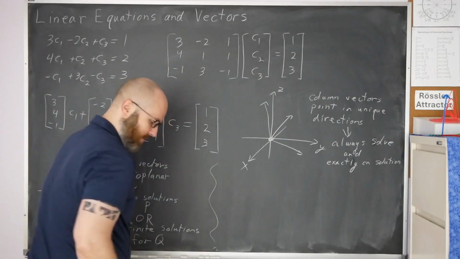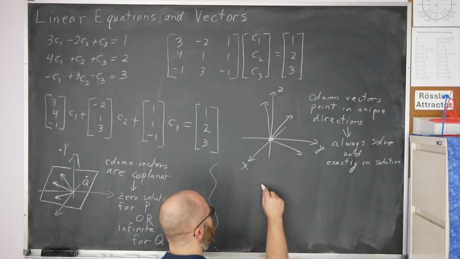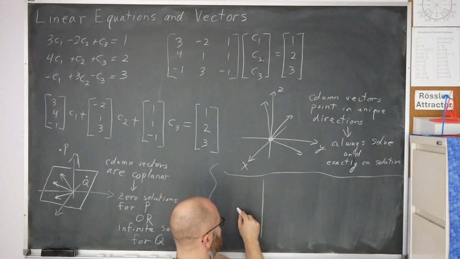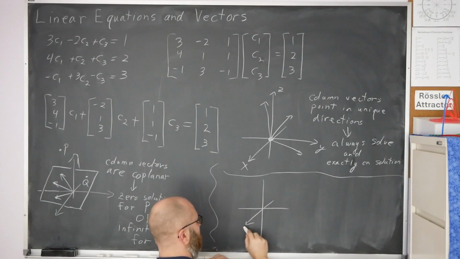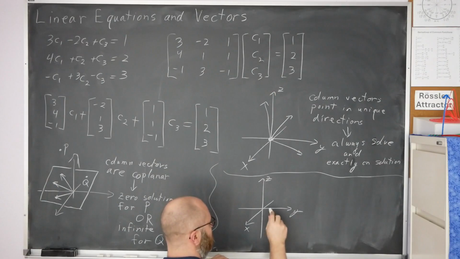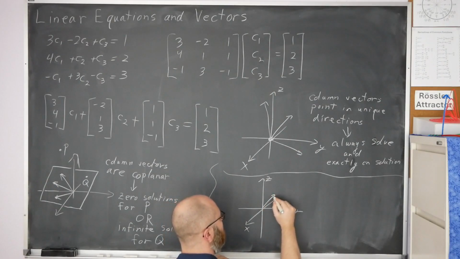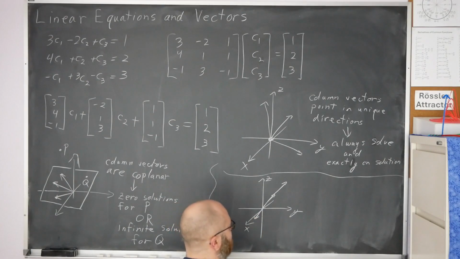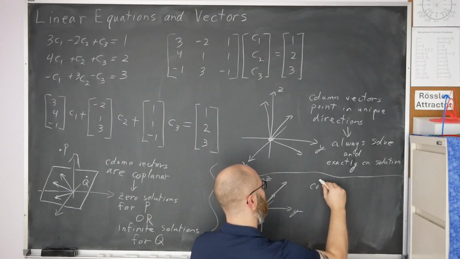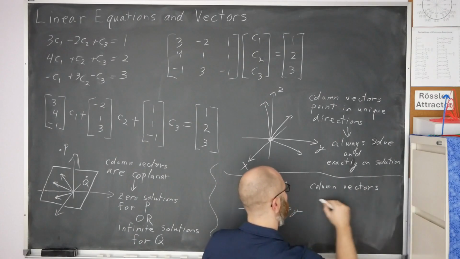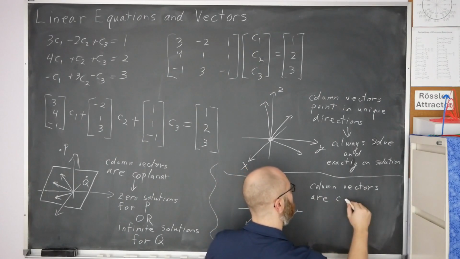The other option is you could have collinear. That one I think I can draw fairly well. So let's say we've got a vector pointing that way and another vector pointing that way, so same direction, and then another one pointing that way. Then the column vectors are collinear.